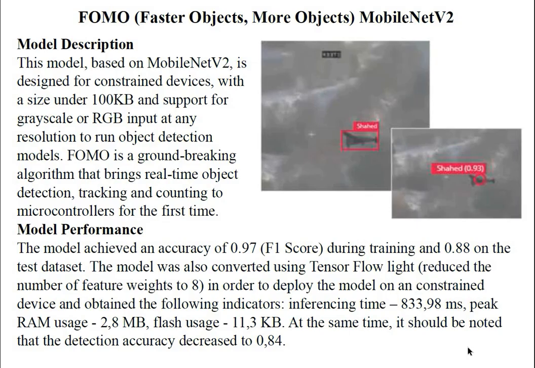This model, based on MobileNet version 2, is designed for constrained devices with a size under 100 kilobytes and support for grayscale and RGB input of any resolution. It's the main difference from the previous one for running object detection models. FOMO is a groundbreaking algorithm that brings real-time object detection, tracking and counting to microcontrollers for the first time. The model achieved an accuracy of 97% during training and 88% on the test data set.